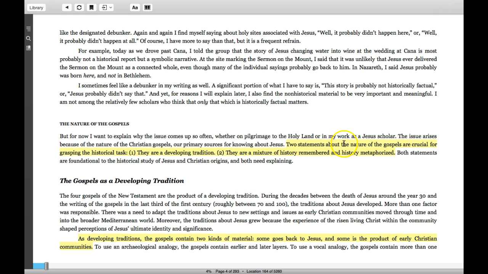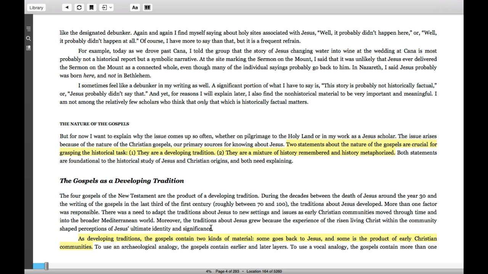The two statements about the nature of the Gospels are crucial for understanding the historical task. Number one, they are a developing tradition, and number two, they are a mixture of history remembered and history metaphorized. As a good reader, you're going to now ask yourself, what does he mean by developing tradition, and what does he mean by history remembered and history metaphorized? So what he means by the developing tradition, let me read this. He says, as developing traditions, the Gospels contain two types of material: some that go back to Jesus and some that go back to the early Christian communities.